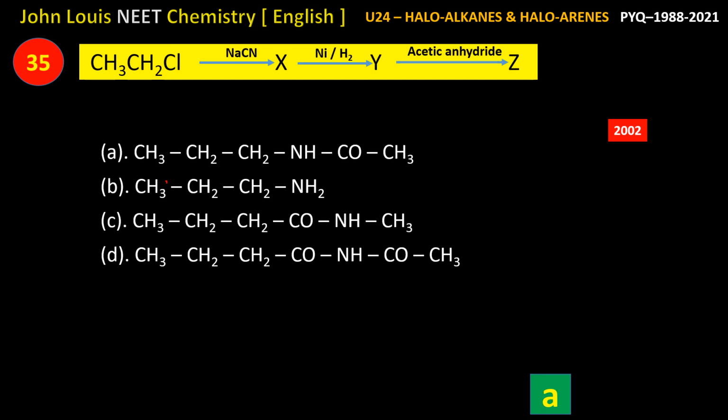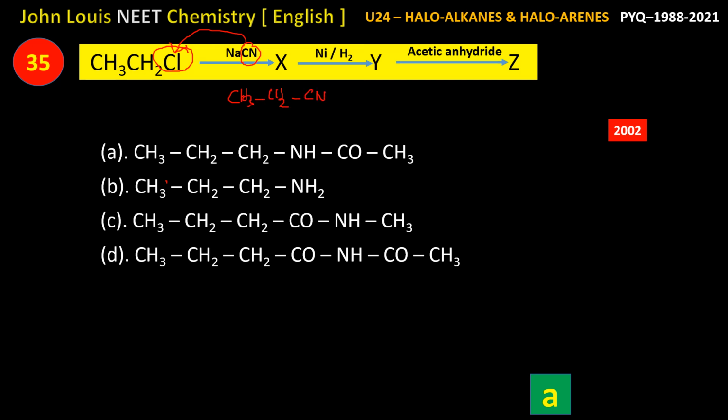So this is a halogen compound. It's treated with sodium cyanide. Therefore this will undergo a substitution reaction with sodium cyanide. So cyanide is a nucleophile that will replace this chloride. Therefore what will you get? X will be CH3CH2CN.